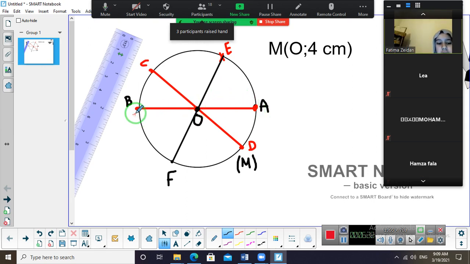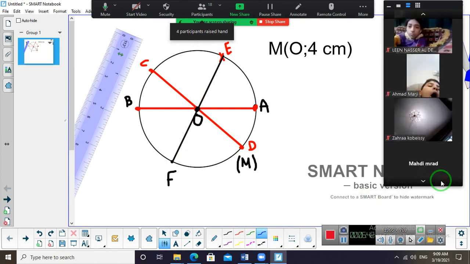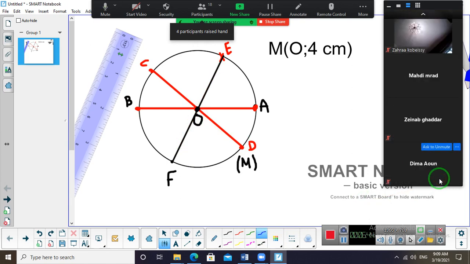OB. Yes, OB. Radius. Also radius. And OC also radius. And OE also radius. And OD also radius. And OF is also radius. Who can tell me the measure of each radius in this circle? What is the measure of each radius in this circle?